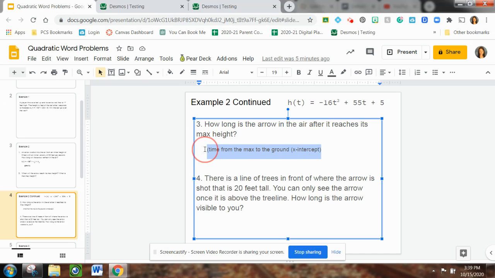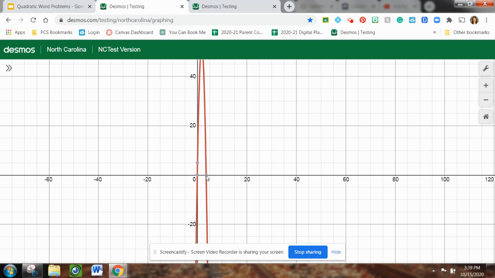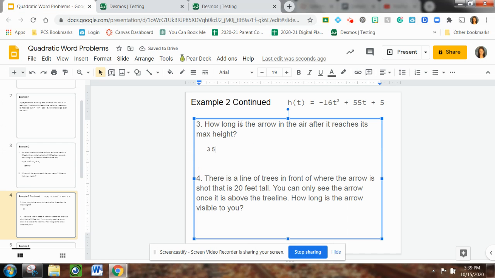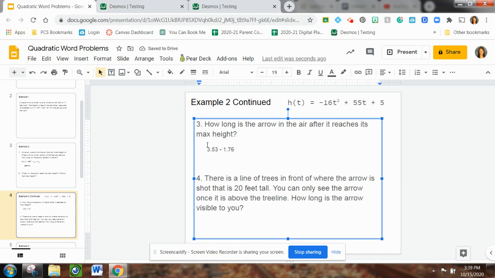So here, what I've done is 3.53. I just need to double check. Yep, 3.53 minus the 1.72 from the vertex. Lord have mercy. And that was 1.81 seconds. So that was the x value from my vertex to the x-intercept that was positive.